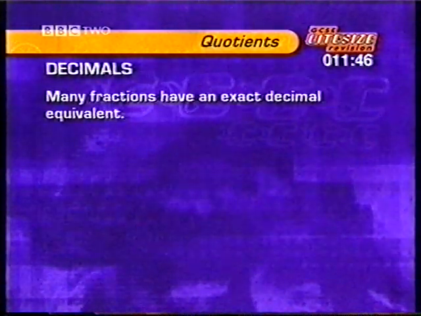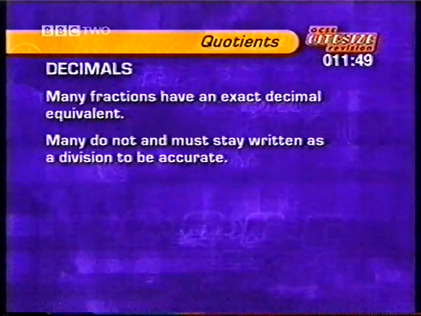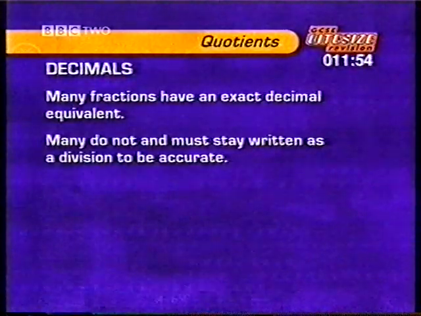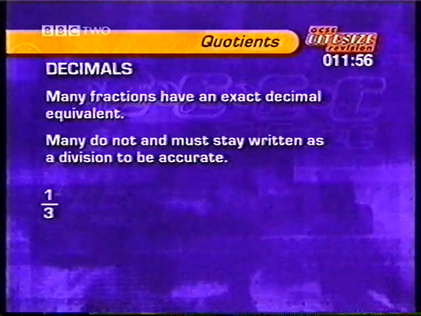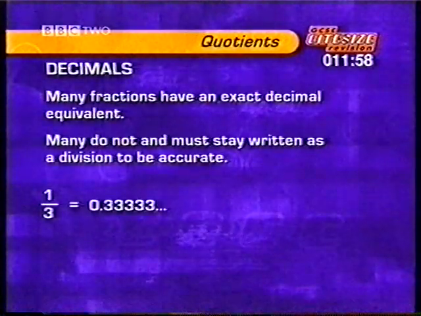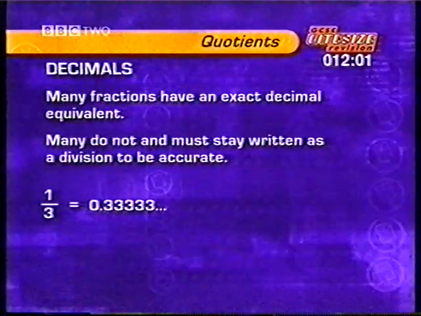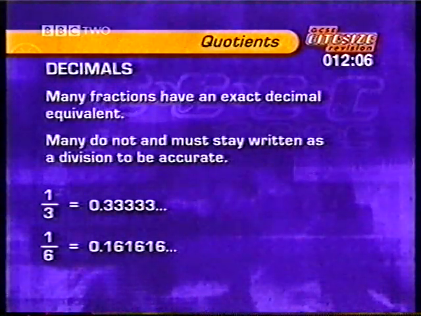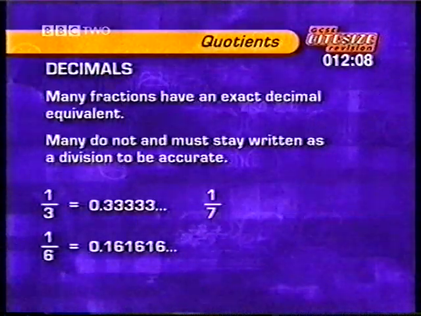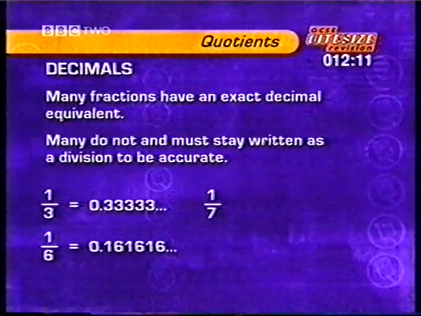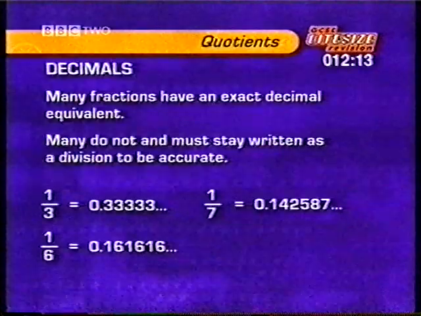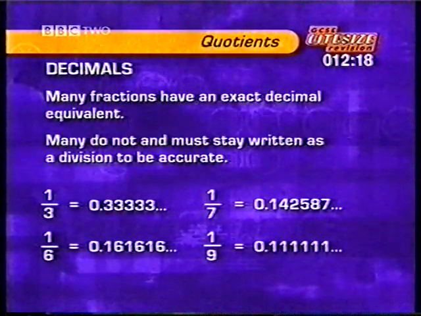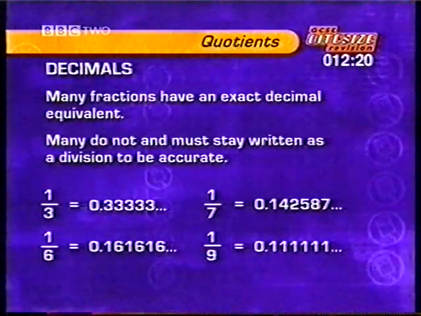Many fractions have an exact decimal equivalent, but many do not, and must stay written as a division fraction to be accurate, as well as easier to handle. For example, 1/3 as a decimal is 0.333 recurring, and a sixth is 0.161616 recurring. A seventh is even more awkward. It's 0.142587 recurring. And a ninth is 0.1111 recurring. It's useful to remember these.